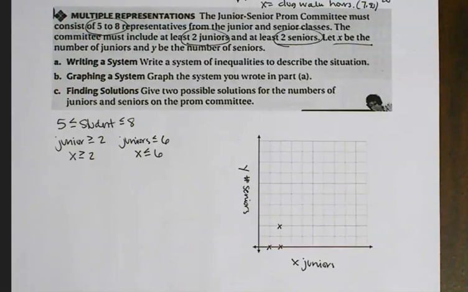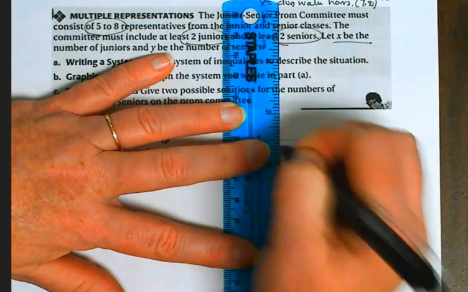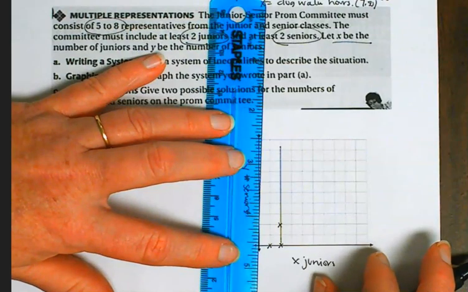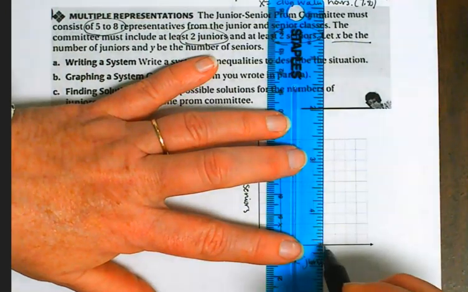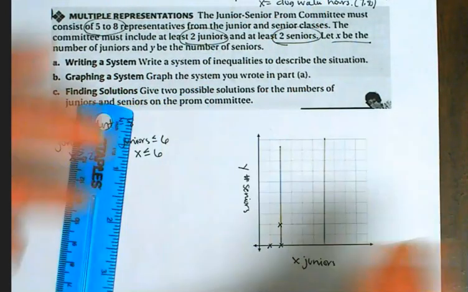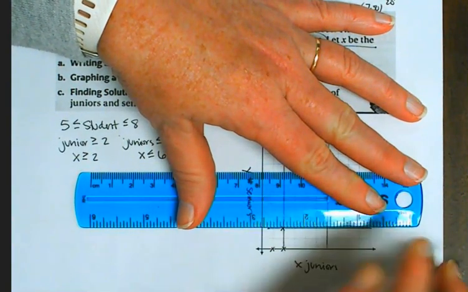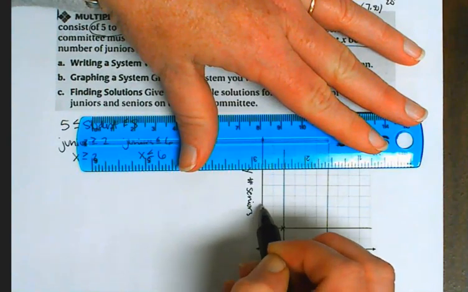Let's do the math though, because at the end we do have to figure out the math, and I don't want this video to be too long. So let's say that I have at least 2 juniors. X is going to be 2, that's this line, or more. It's going to go in this direction. I also have 6, so 3, 4, 5, 6 here. There we go. That's juniors. Seniors has the same rules, so there's at least 2 seniors, and at most 6 seniors. 1, 2, 3, 4, 5, 6.